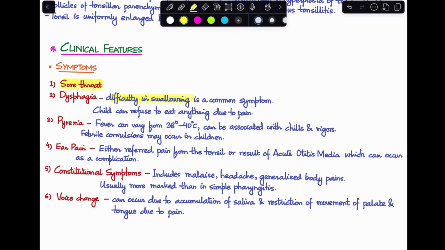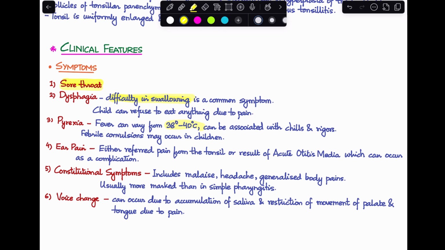And because this is an acute inflammation, one of the primary symptoms over here is fever. Now, fever can vary between 38 to 40 degrees Celsius, and it can even be associated with chills and rigor. And sometimes in young children, they can even present to you with febrile convulsions occurring as a result of this. So fever is also a very defining symptom over here.